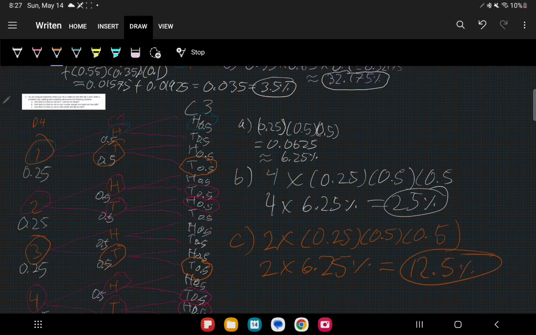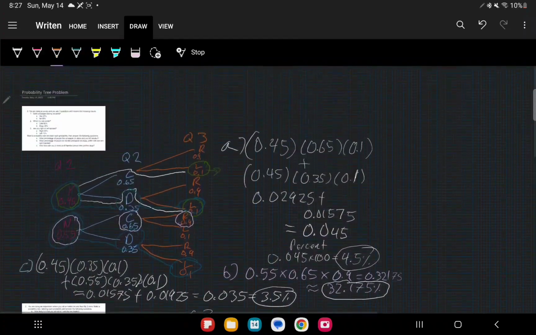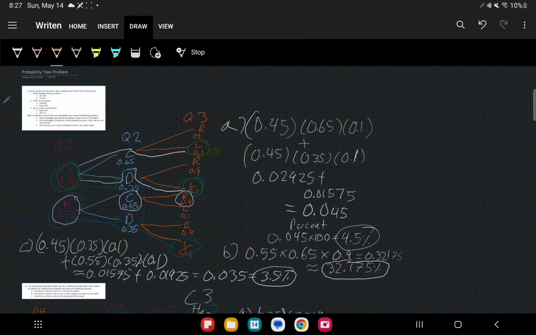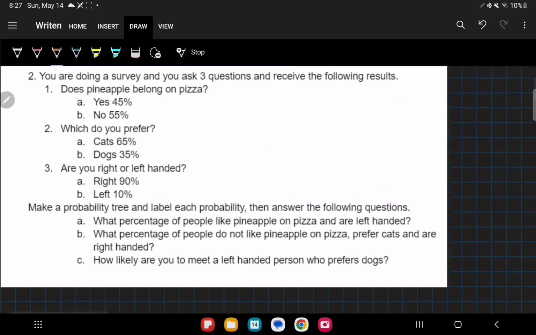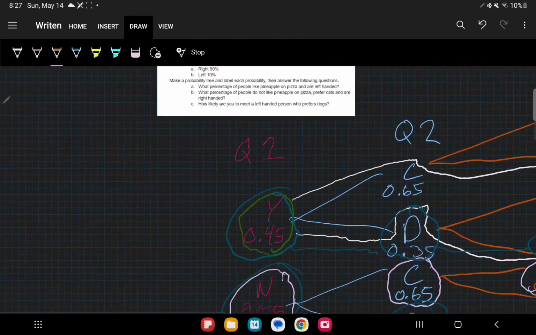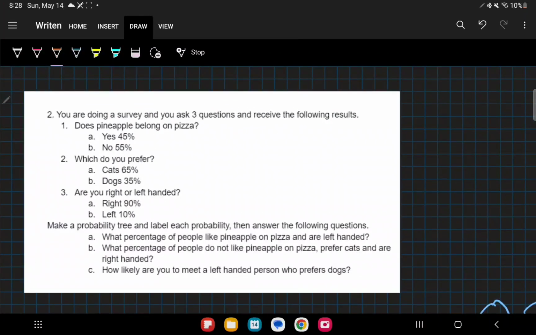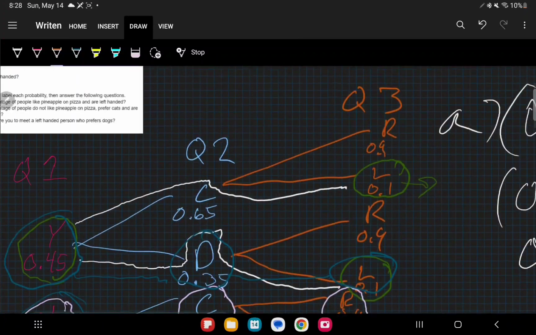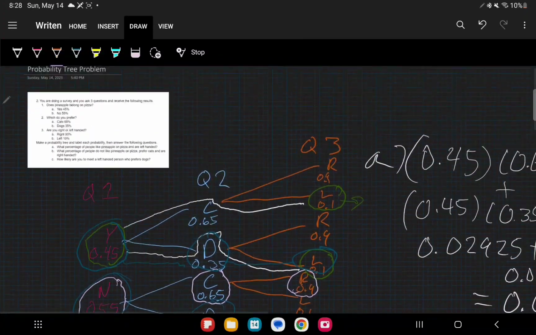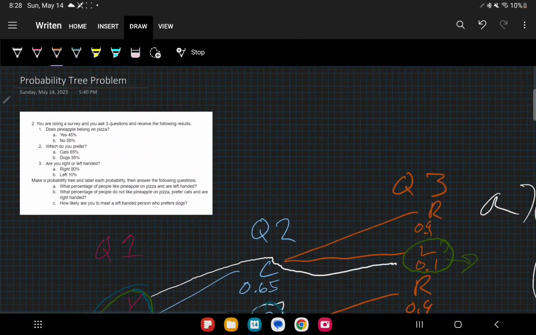There you go. So, big thing here. Be careful when you are setting these up. If you're given percentages like you are here, you write them with the letter you're using. So I used Y and N for no, and I used the percentages I was given here. Same thing with cat and dog. And remember, you propagate out, so you continue out with each of them.